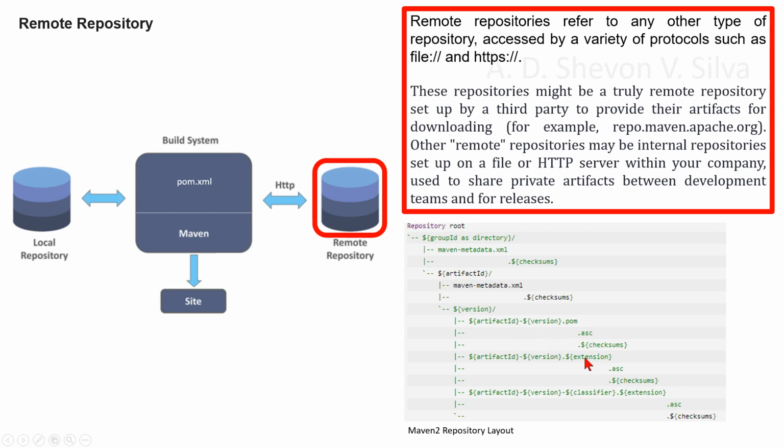Extension is the file extension, for example zip or tar.gz. Classifier is the artifact classifier when available. And checksums is a list of checksum algorithms, MD5 and SHA-1 by default. The maven-metadata.xml file format is defined in the Maven repository metadata module.